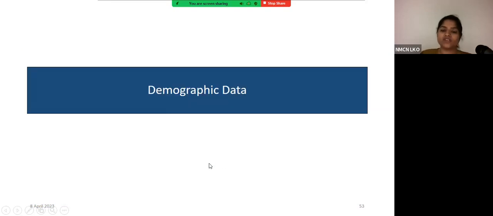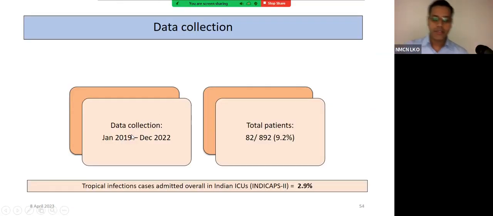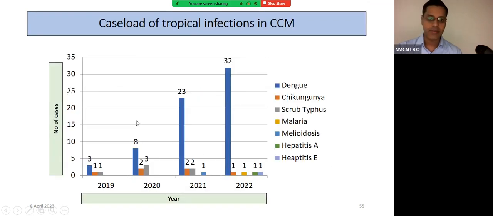Next would be demographic data of our ICU by Dr. Aman. Good morning, everyone. So the data which we are presenting has been collected from January 2019 to December 2022. Total patients of tropical infection admitted in CCM during this duration was around 82 out of 892 total admissions. So percentage was around 9.2% of tropical infection patients admitted. Tropical infection cases admitted overall in Indian ICUs as per INDICAPS 2 study was around 2.9%.